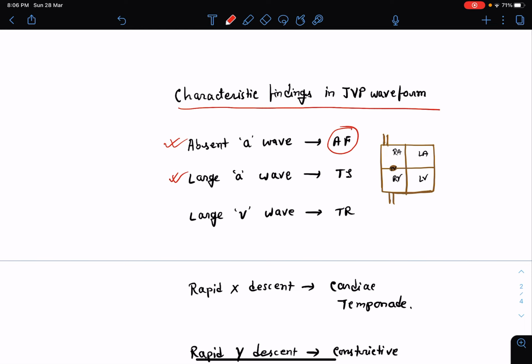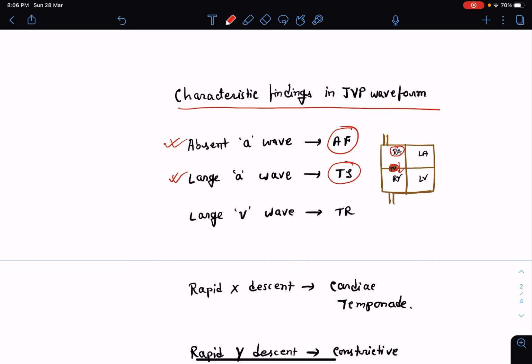Okay, easy. Now next, sometimes in JVP there will be a large or a big A wave. Why is there a big A wave? Big A wave suggests that the right atria is contracting more. So when the right atria contracts more, if there is any hurdle to blood going from the right atria to the right ventricle, then the right atria has to contract more. Just for example, if there is tricuspid stenosis in the tricuspid valve, then the right atria has to work more, contract more to push the blood into the right ventricle. So in case of tricuspid stenosis, there will be a large or a big A wave.